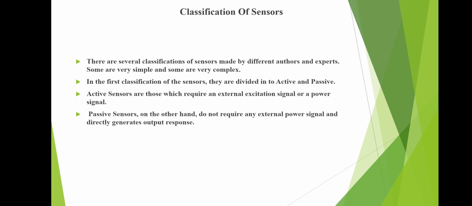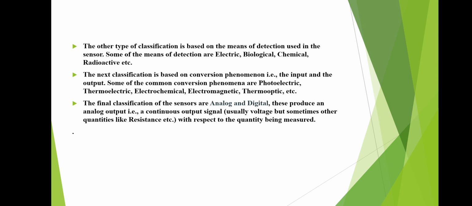Classification of sensors. The sensors may be classified into several types. The first one is active and passive type sensors. Active sensors require an external excitation signal or a power signal. Passive sensors, on the other hand, do not require any external power signal and directly generate an output response. Another classification is based on the means of detection used in the sensors. Some of the means of detection are electric, biological, chemical, radioactive.